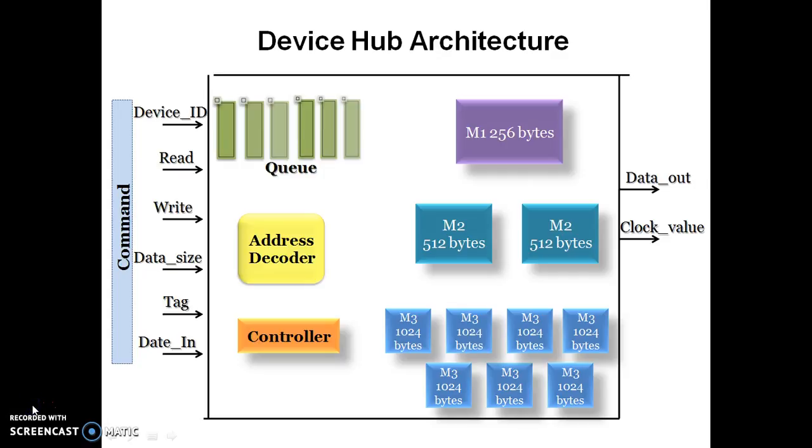The input from the device contains the following: the device ID, read or write signal, data size, the tag, and the input data. The output of the hub to the device would be data out and the value of the clock that was required to complete the transaction.